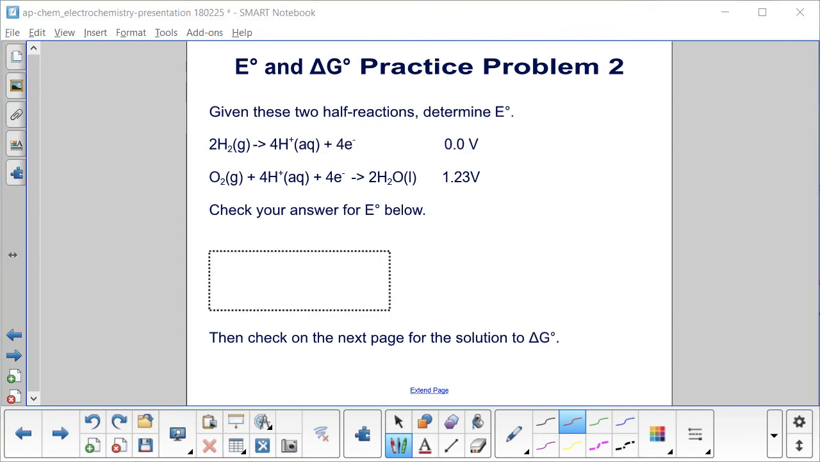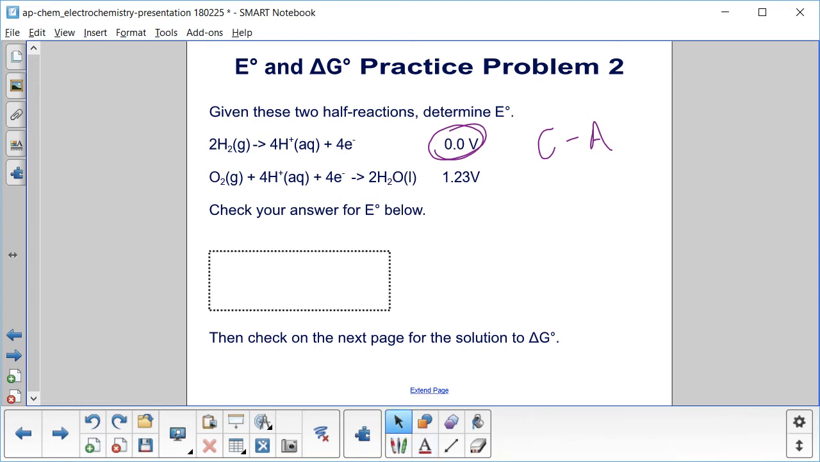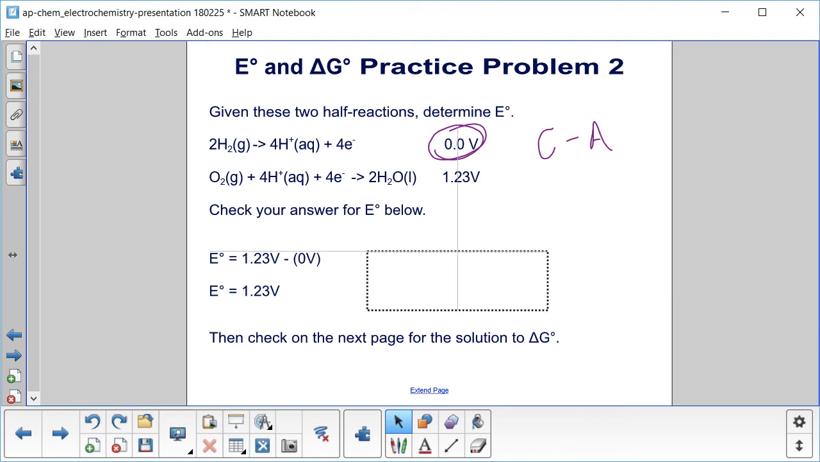So given these two half reactions, determine the cell potential. The cell potential, remember, is just the potential at the cathode minus the anode. In this case, because the oxidation is happening here, this is the anode. So the cell potential is just that of the cathode, or the 1.23 volts.